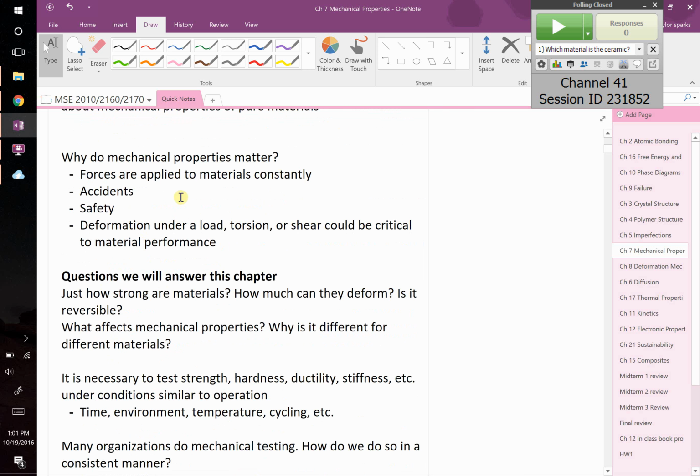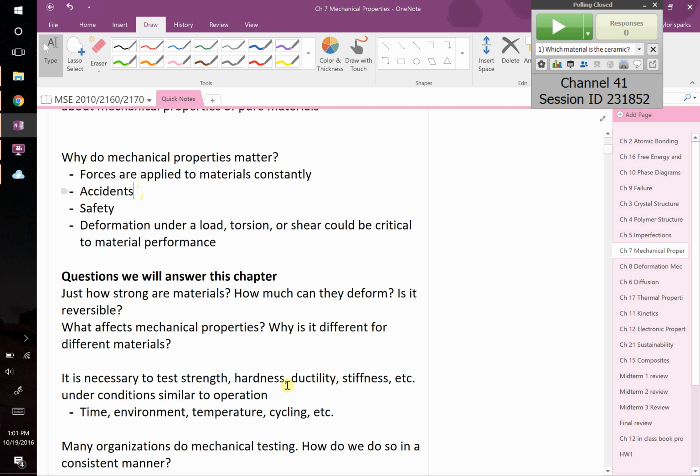Why do mechanical properties matter? Well, forces are applied to all the materials around us all the time. Every one of you is sitting in a desk where some engineer somewhere had to figure out how thick this aluminum or steel has to be, or is this going to deform? Is it going to deform too much? They had to do these calculations because it's all around us, right?